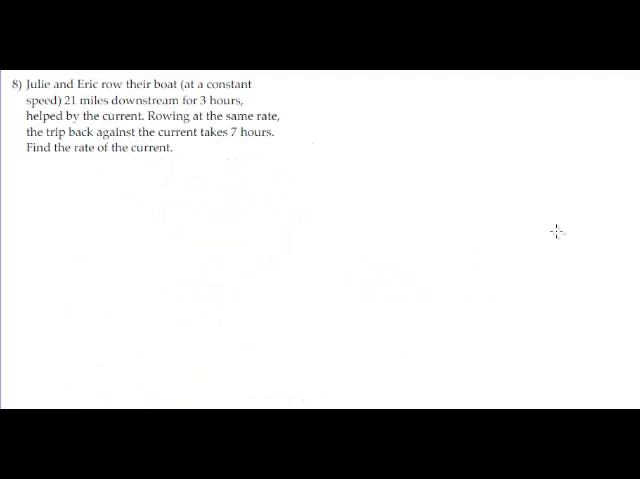Julie and Eric row their boat at a constant speed, 21 miles downstream for 3 hours. So we need to remember this formula. Distance equals rate times time. So the distance here is 21 miles. So we're going to put that on the left side. And 3 hours is our time. So that'll go after our rate.